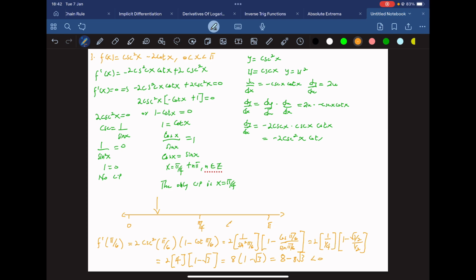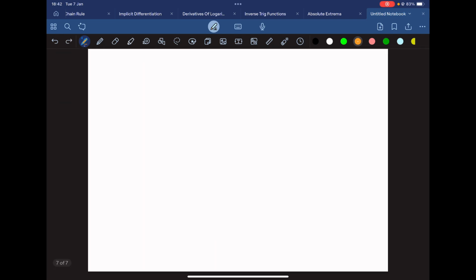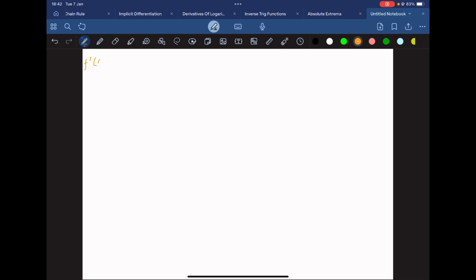For a number between pi over 4 and pi, we can choose pi over 2. So let's go ahead and evaluate at pi over 2. In this case, we have 2 cosecant squared x, where our x is pi over 2 now, then 1 minus cot of pi over 2. Cosecant squared is just 1 over sine squared. Now our angle is pi over 2, so we have 1 minus cosine of pi over 2 over sine of pi over 2.